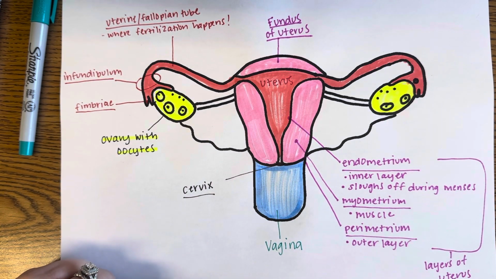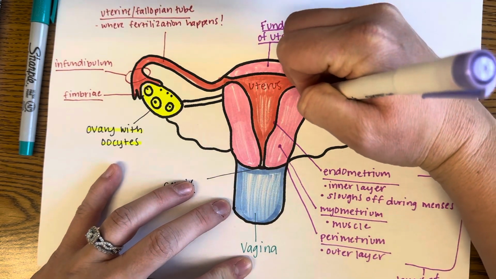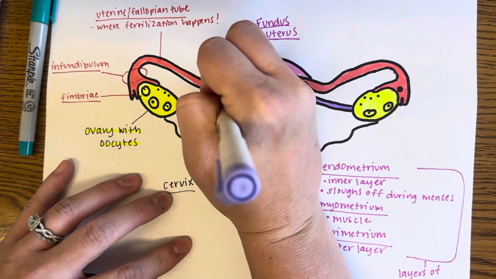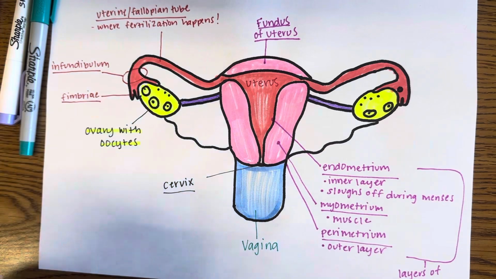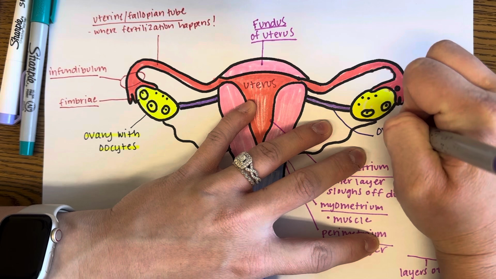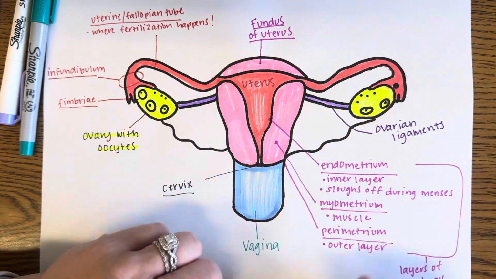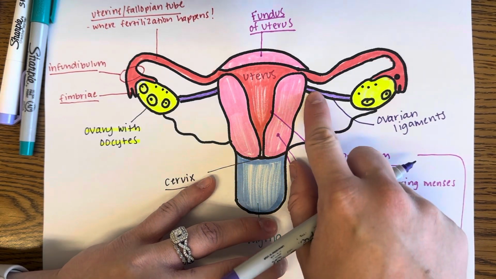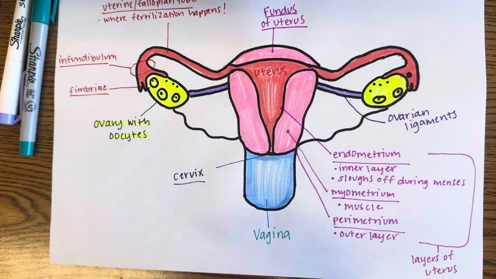The last couple things that we need to highlight here are some extra ligaments that hold everything in place. So I'm going to start here. I'm going to take a purple and highlight these two bands right here and right here. These are called ovarian ligaments. And they are just there to help hold the ovary more in place, making sure that it doesn't go anywhere that it doesn't need to.